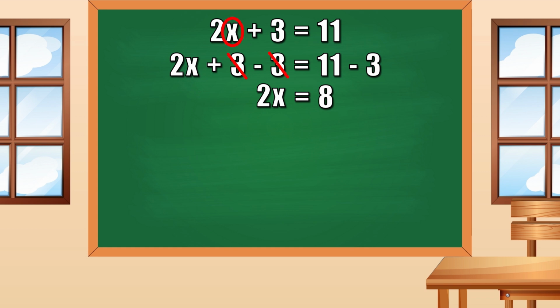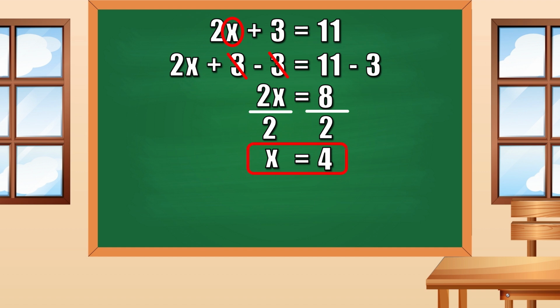To remove the coefficient, we can divide both sides by 2. So that would become 2x divided by 2 is equal to 8 divided by 2. 2x divided by 2 is equal to x, and 8 divided by 2 is equal to 4.